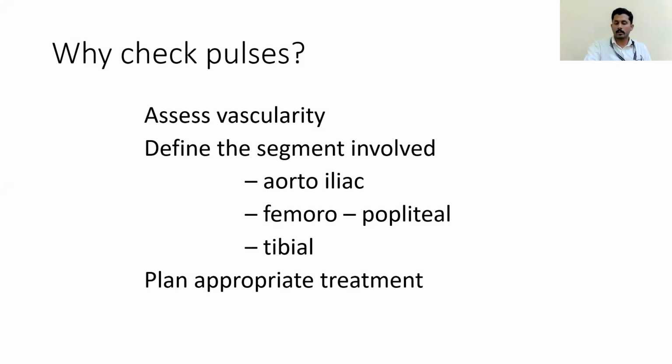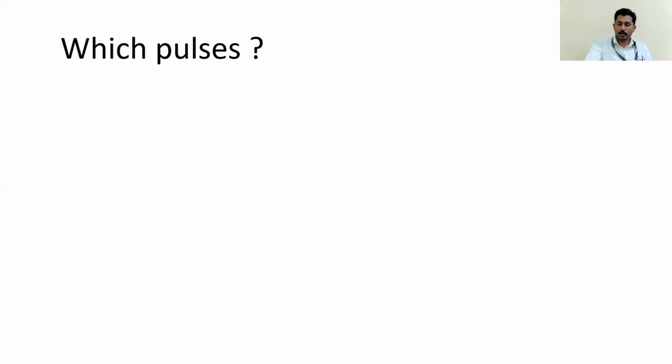So usually we divide the arterial occlusive disease, especially in diabetes, into the aortoiliac segment, the femoropopliteal segment, and the tibial vessels. That is, above the inguinal ligament, above the popliteal artery, and below the popliteal artery. It will help us to plan the appropriate treatment.